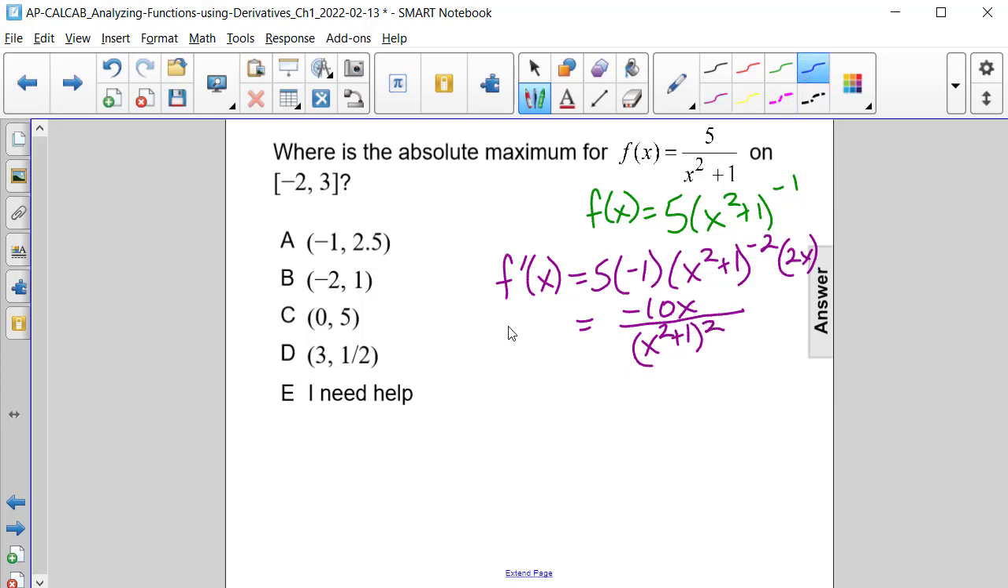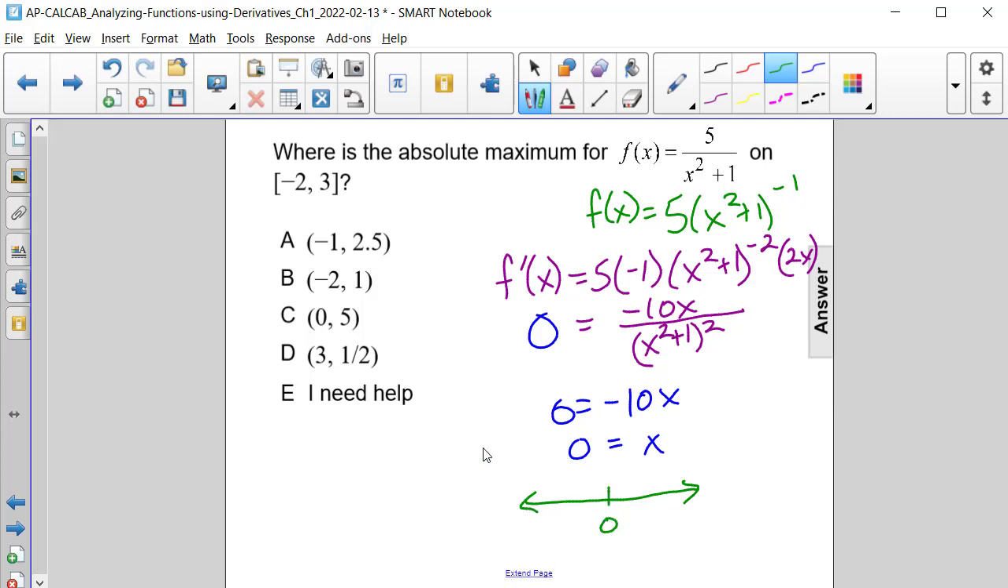And now if we set this equal to 0, we can find our critical values. Well, the denominator can actually never equal 0, so we don't have to worry about that undefined case. Now we could have negative 10x be equal to 0, and x values where that would occur is at x equals 0.